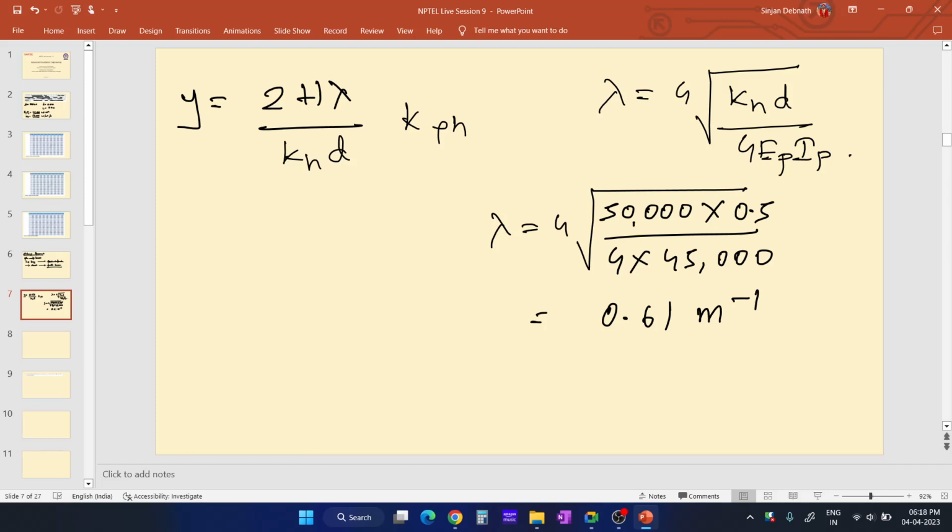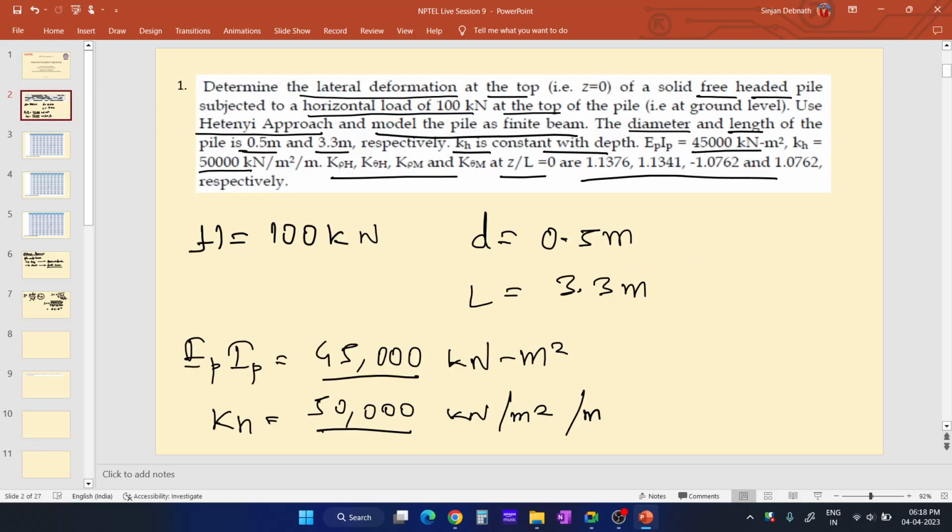Now we know the value of H, the horizontal force acting on the top of the pile. We know lambda, we know Kh, and we know d, the diameter of the pile. We need to find out the coefficient K rho h. For z by L equal to 0, this K rho h is given. It is 1.1376. So K rho h is the coefficient for z by L equal to 0.